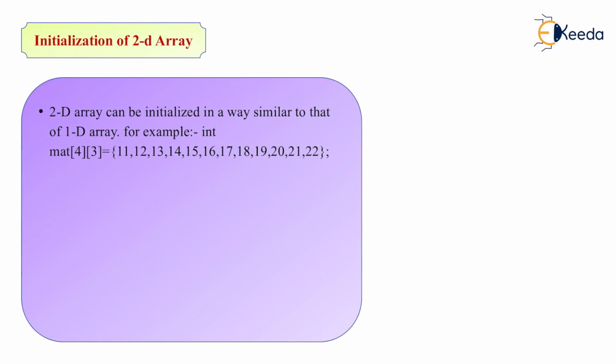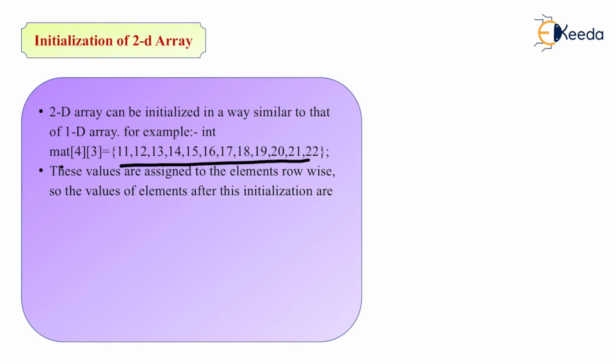Next, initialization of a two-dimensional array. A two-dimensional array can be initialized in a way similar to the one-dimensional array. For example, int mat[4][3]. So all the values will be like in a one-dimensional array, but how those values get stored is very important. These values are assigned to the elements row-wise.